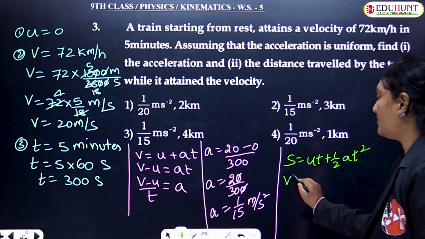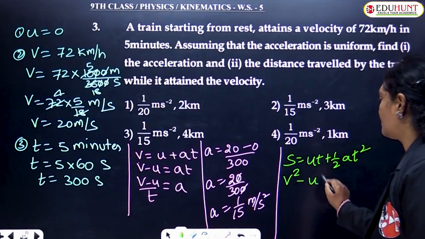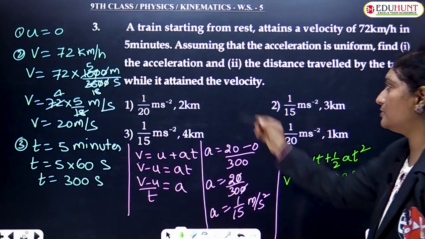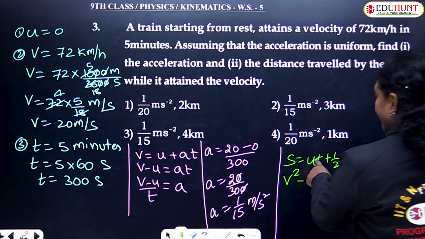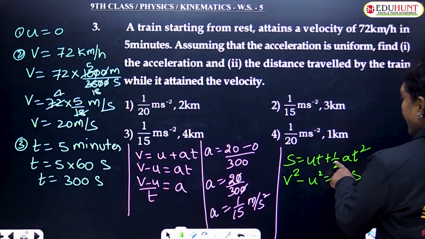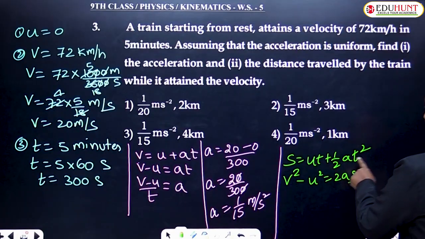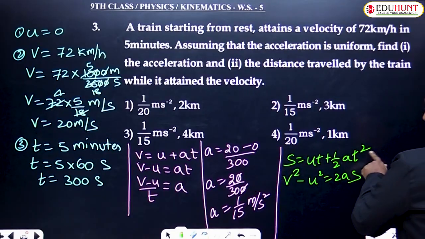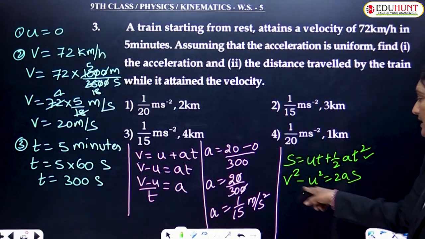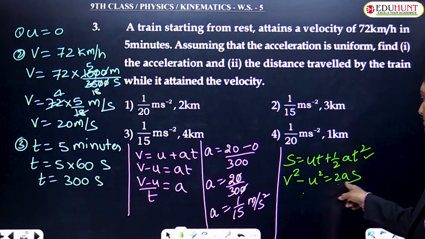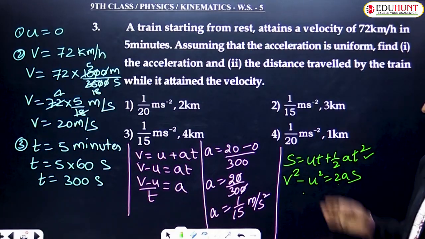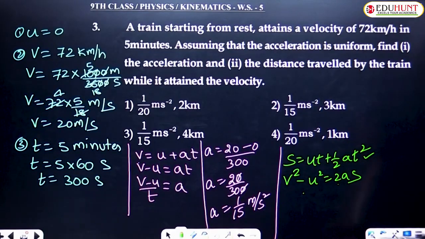Either you can take this formula or you can even take the formula V square minus U square equals 2AS. You can take either formula to get the answer, because you know the value of U is 0, you know the value of T as 300 seconds, and acceleration just now calculated as 1 by 15. Even with this one, the final velocity was 20 meter per second, U is 0, acceleration is 1 by 15, and distance you have to find out. So either equation you can use. It's up to you.